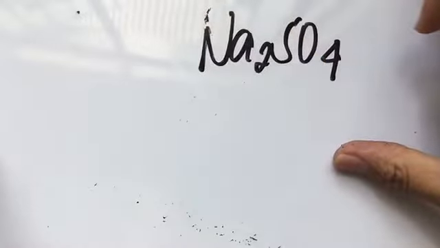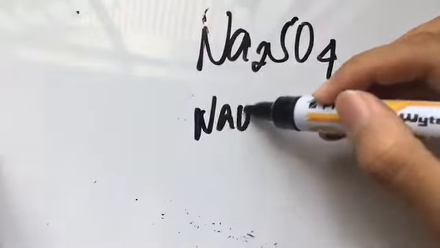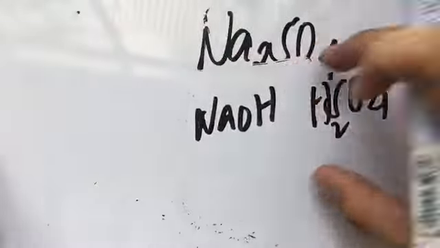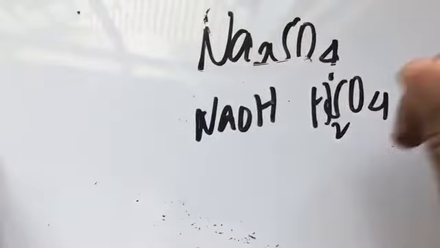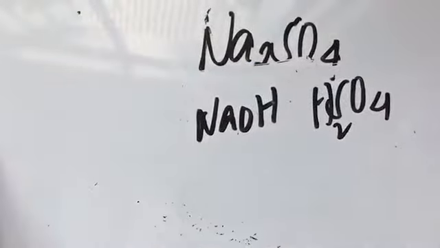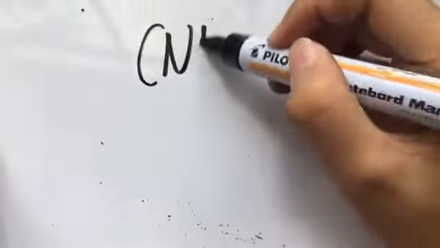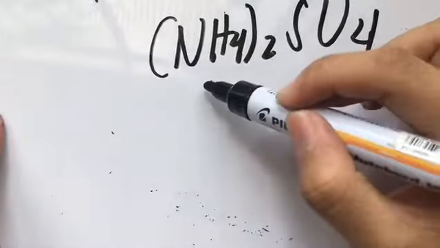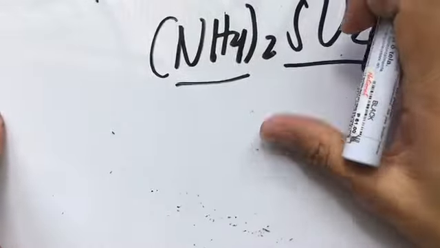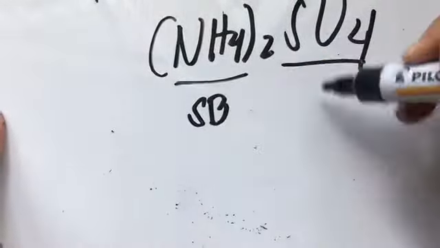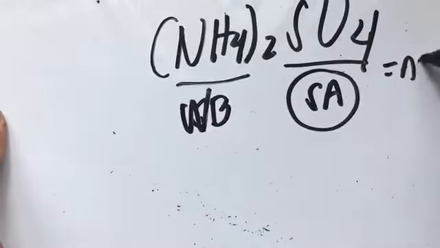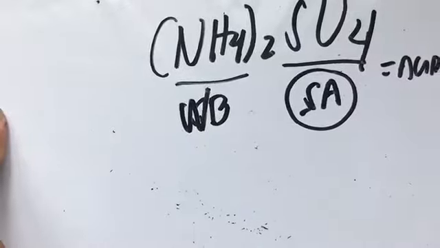Next, we have sodium sulfate. Sodium sulfate came from sodium hydroxide and sulfuric acid. So we have a strong base and a strong acid. That's why our salt solution will also be neutral. Next, we have ammonium sulfate. This came from ammonium hydroxide and sulfuric acid. Ammonium hydroxide is a weak base, sulfuric acid is a strong acid. That's why our solution will be acidic, because the acid dominates.